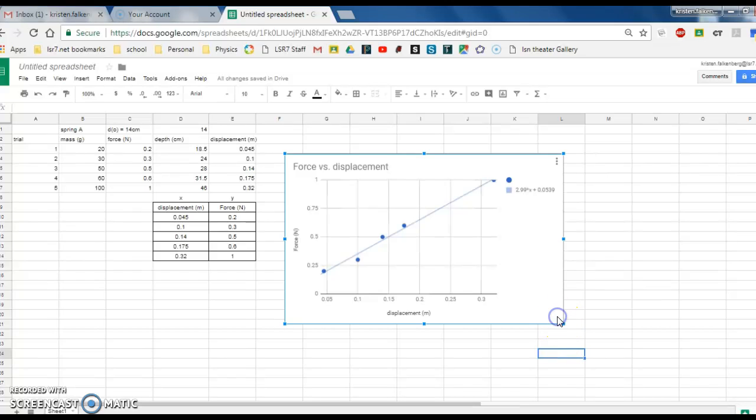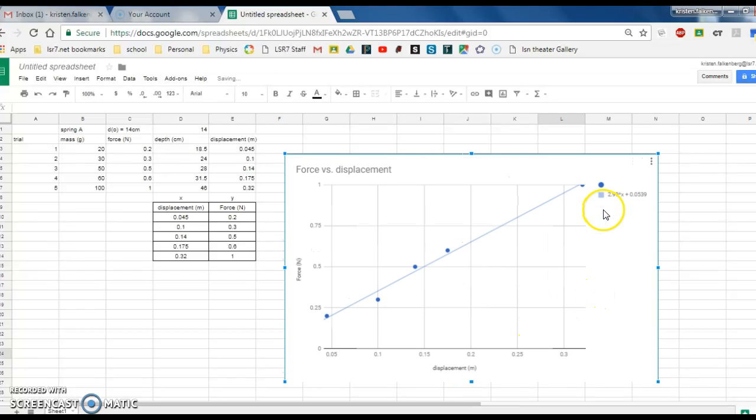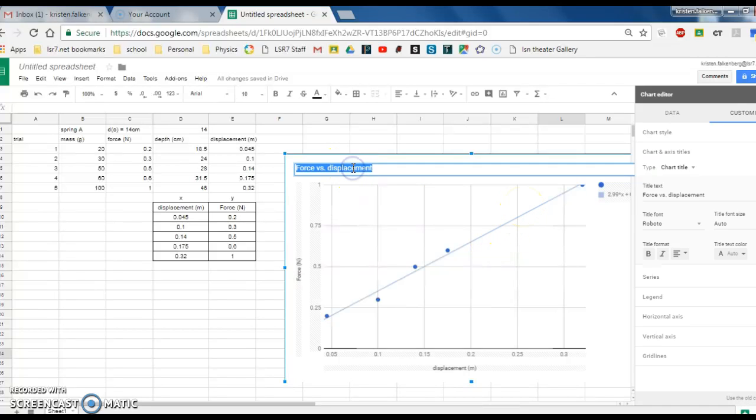And I'm pretty much done, because when it says use equation, it is giving me the slope-intercept form. So my force equals 2.99x plus 0.0539, so that's the y-intercept. Okay, so I've got the slope of the line for my spring A. And that does make me think of something.